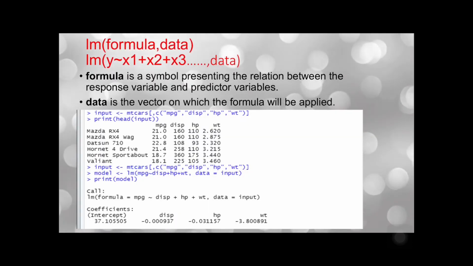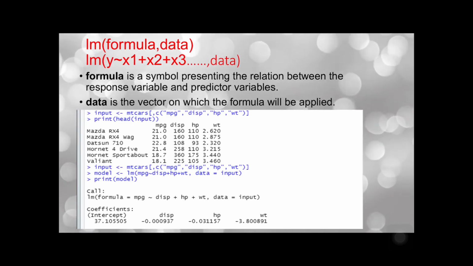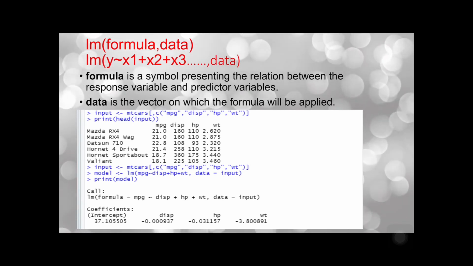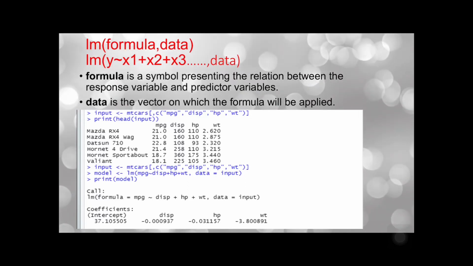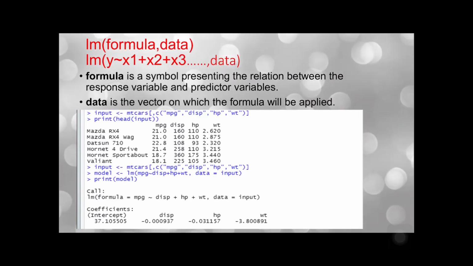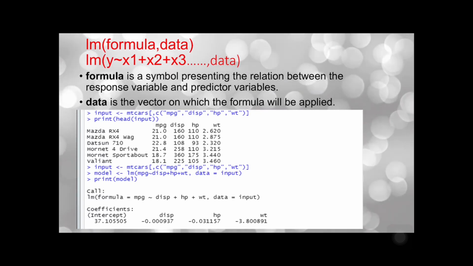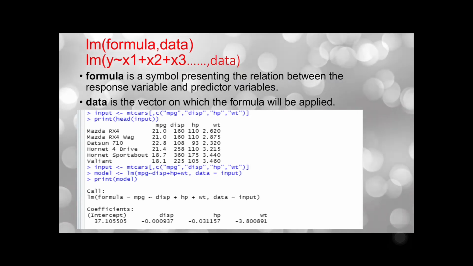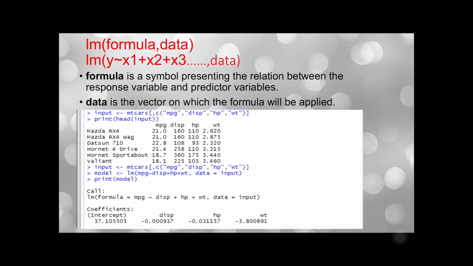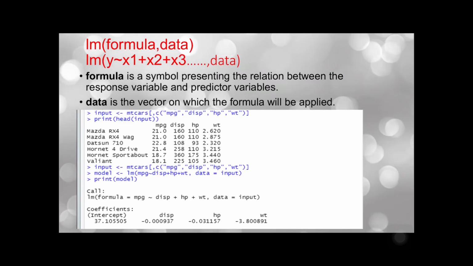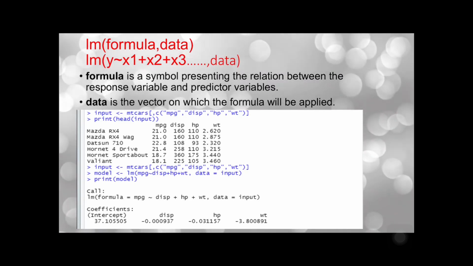Now the LM function we have already discussed. The syntax is formula and data. In this case, the formula is y as a function of x1, x2 and x3, and the data we have to enter. So the formula is nothing but the equation, that is the relation between the response variable and the predictor variables, and data is the vector on which the formula will be applied.